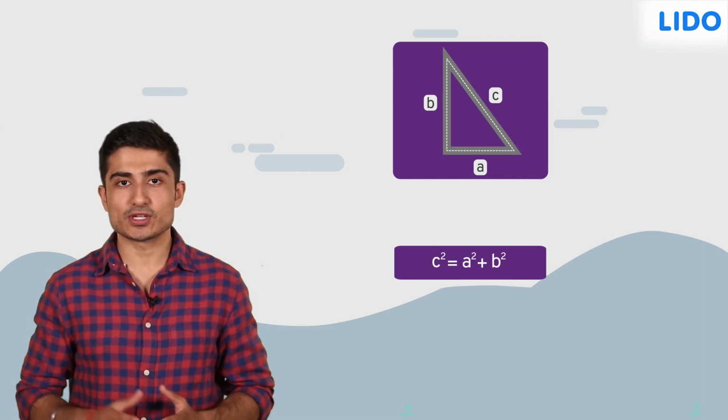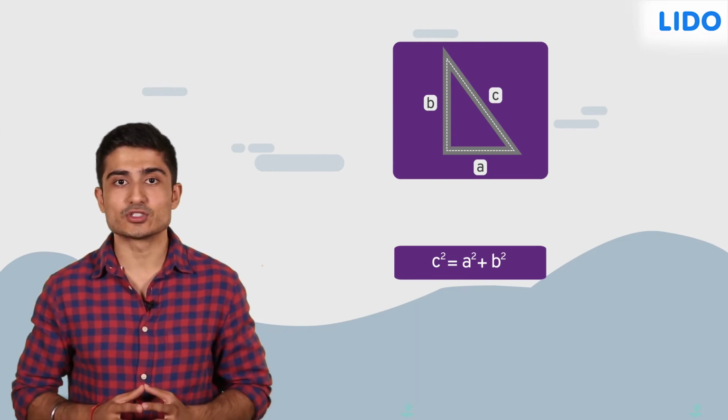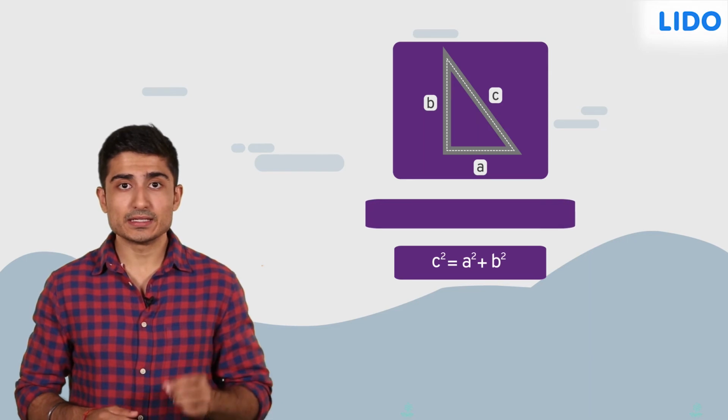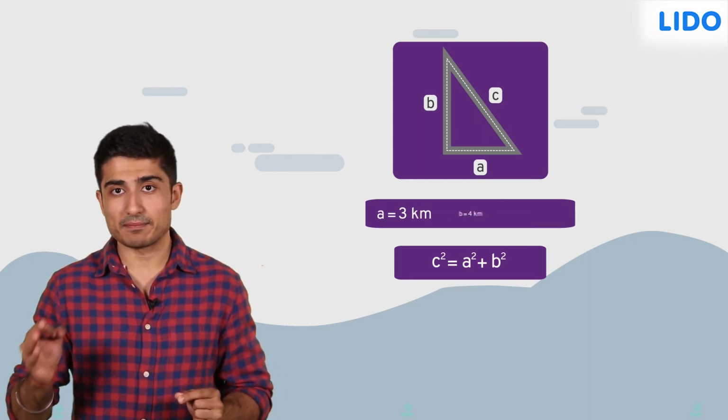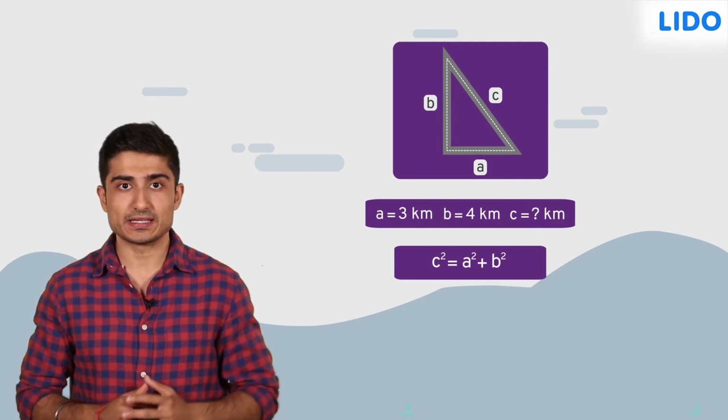We can use this relation to find an unknown side when the two sides are known in a right angle triangle. Let's apply this to Rita's road map. Here A equals 3 kilometers and B equals 4 kilometers. Let the shortcut distance be C kilometers.